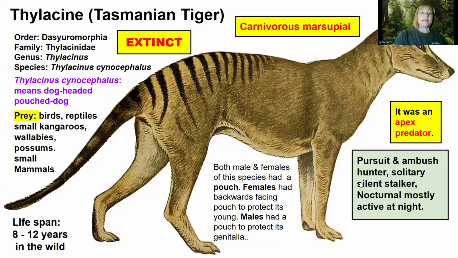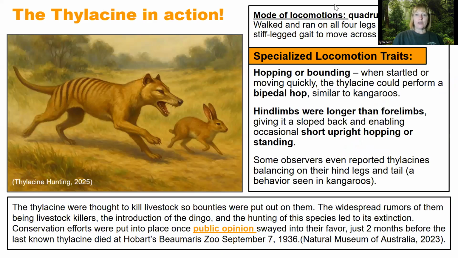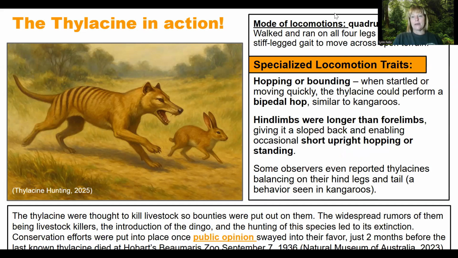So if we're looking at the thylacine, let's take a look at the thylacine in action. The thylacine here is pictured running after a rabbit as prey because it is a smaller animal, right? So the mode of locomotion for the thylacine is quadrupedal. It walked around on all four legs. It had a steady, stiff-legged gait to move across open terrain.